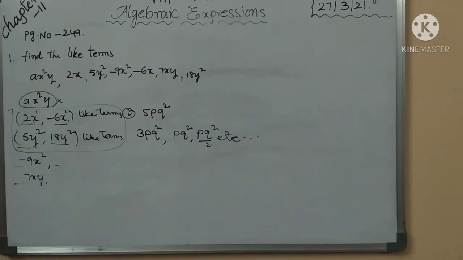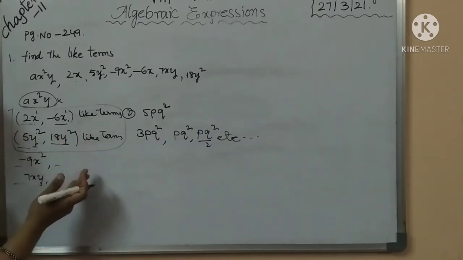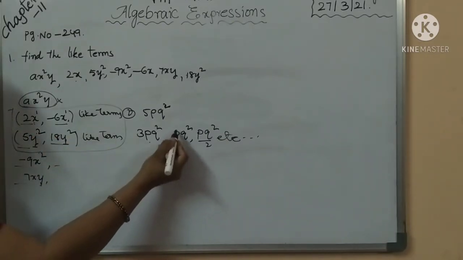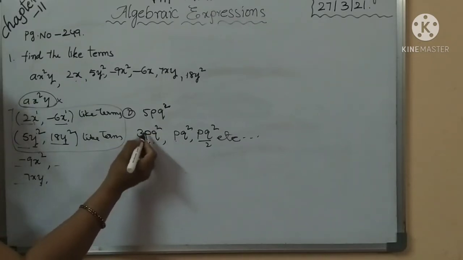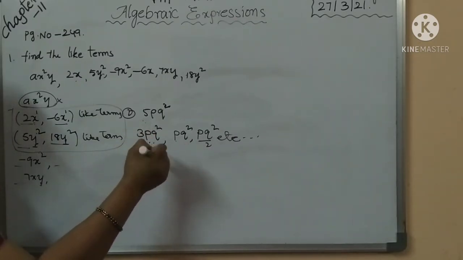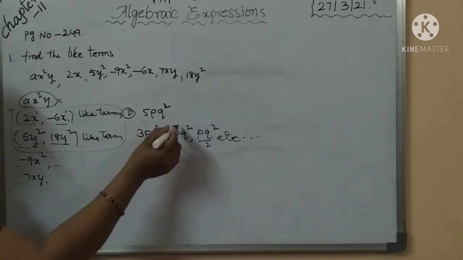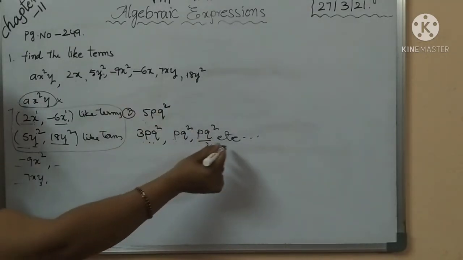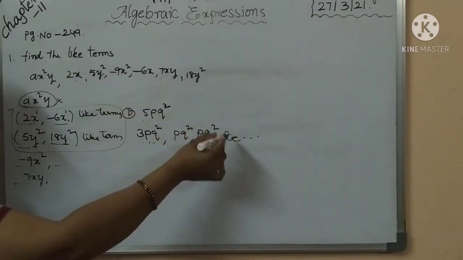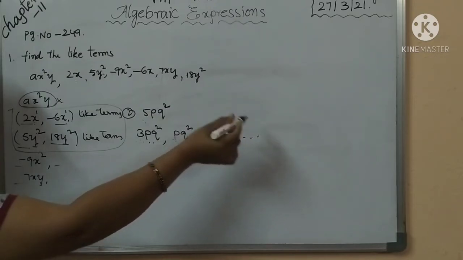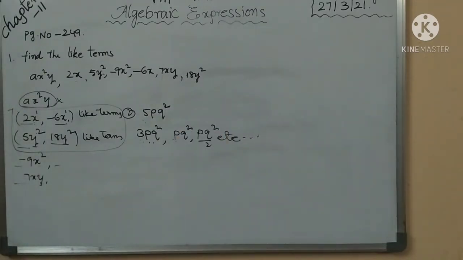So here, 4p square. Observe, how many terms are there? 3 terms, so 3pq square and like these terms, write 3 like terms. We should write 3pq square and pq square by 2 etc. So we should write here 4pq square, pq square and so on. We should write the terms here. What is the second question? Write 3 like terms for 5pq square.